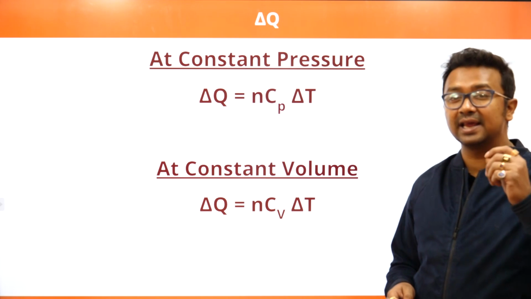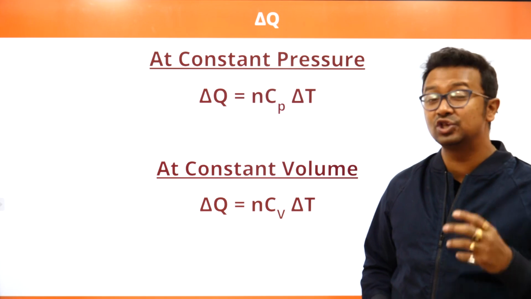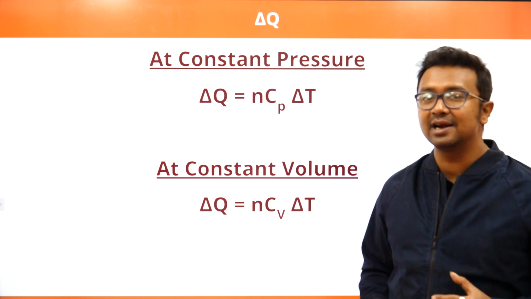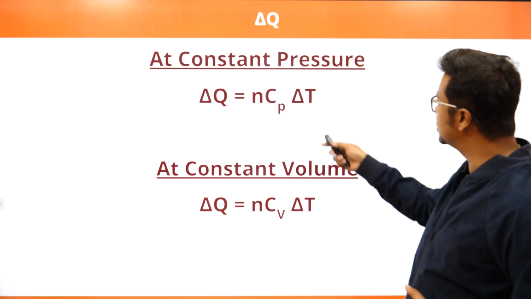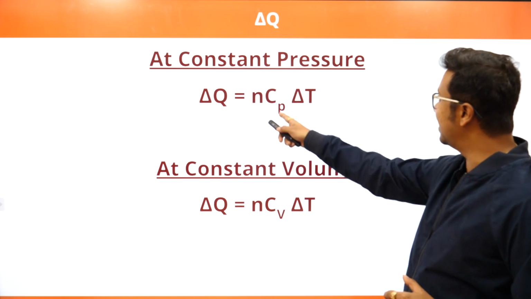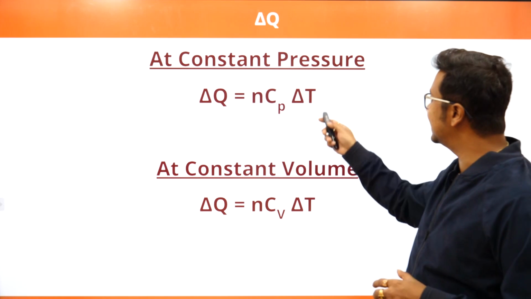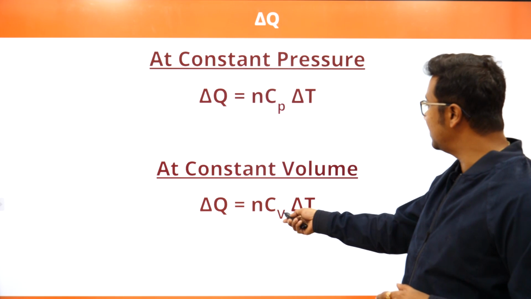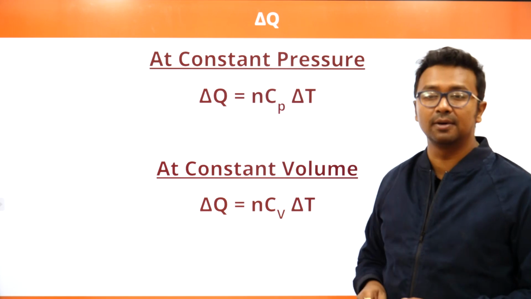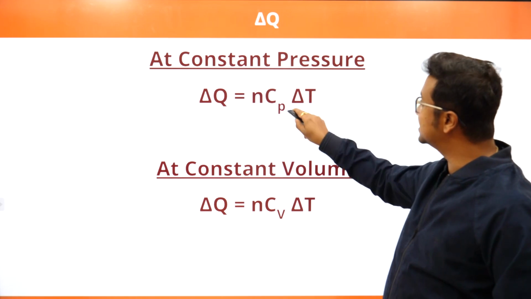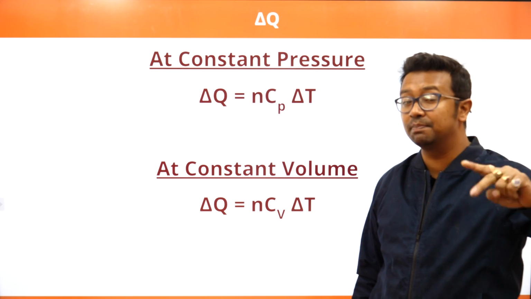Now in thermodynamics, in the first law, we had looked at three elements: the heat provided, delta Q; the change in internal energy, delta U; and delta W, the amount of work done. Delta Q at constant pressure is different. It is n Cp delta T, where n is the number of moles, Cp is the molar specific heat at constant pressure, and delta T is the change in temperature. At constant volume, we have it replaced by Cv. This value is going to be different, because whatever heat you provide at constant pressure is going to do two things: increase the internal energy plus do work.